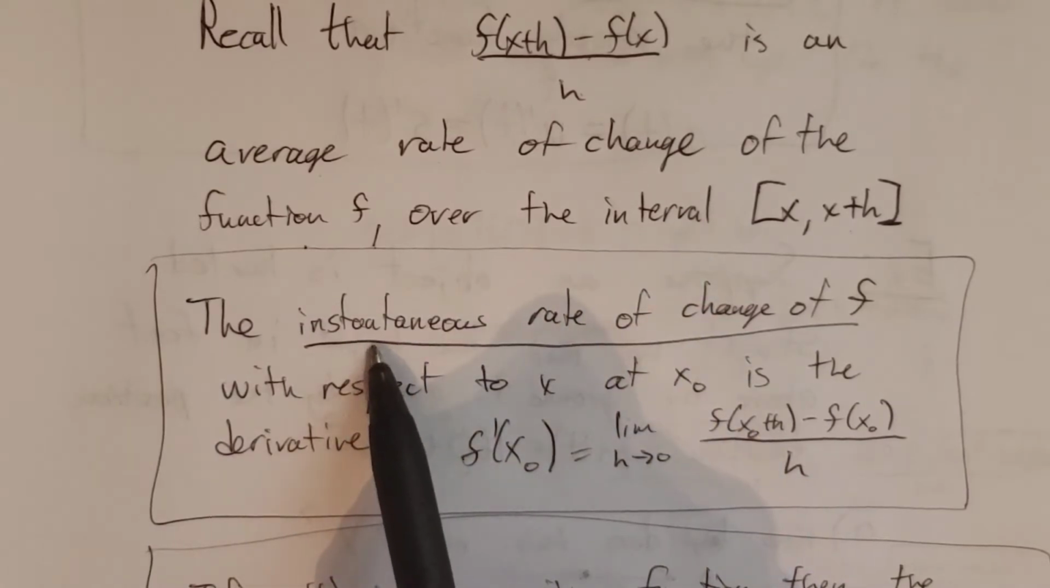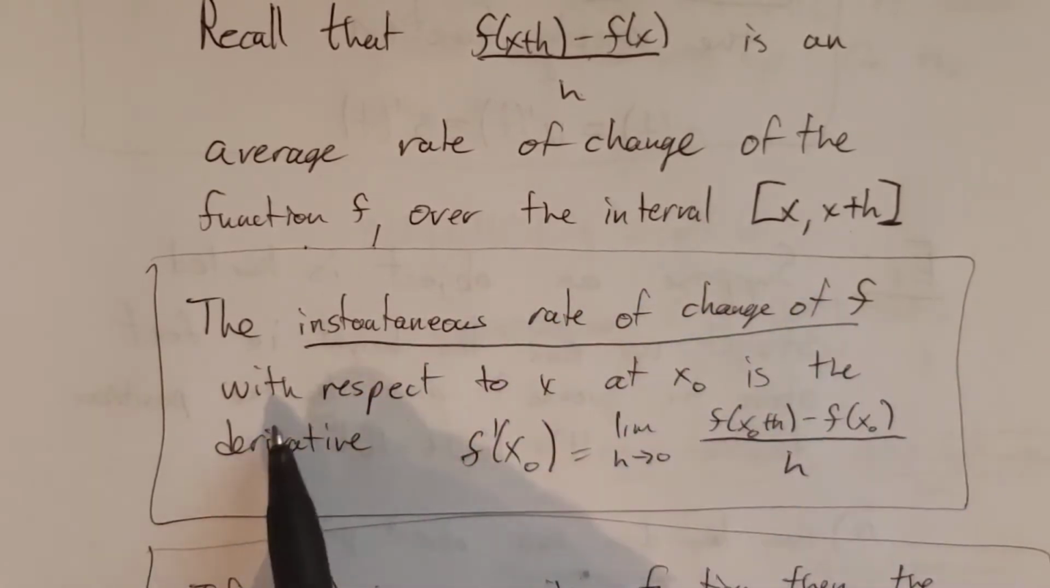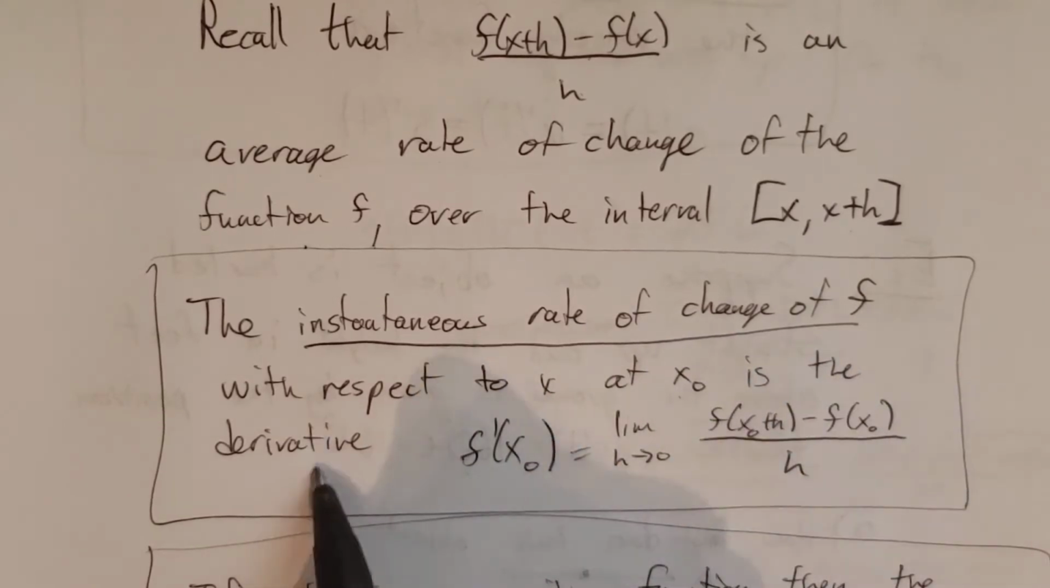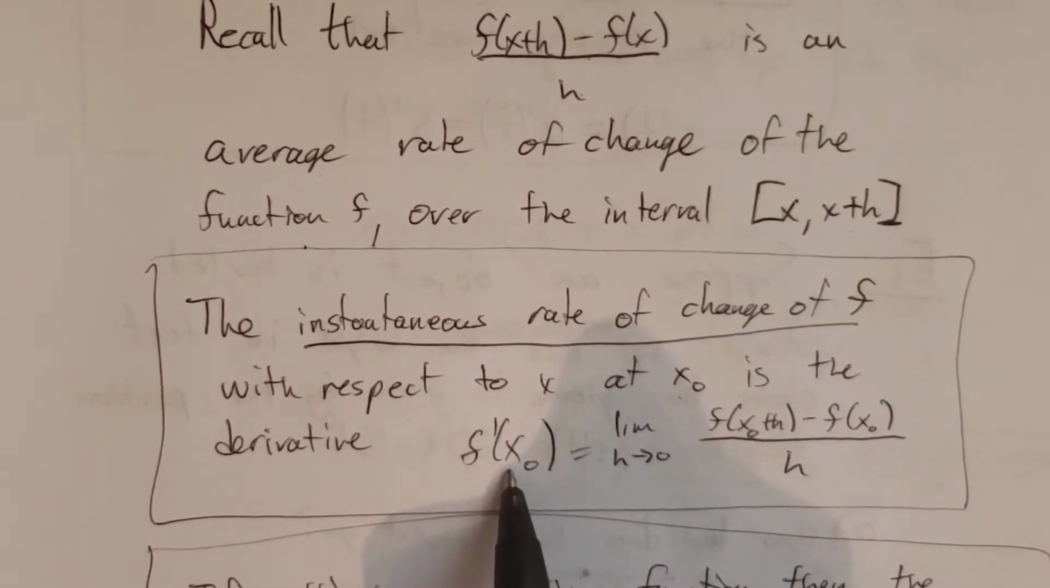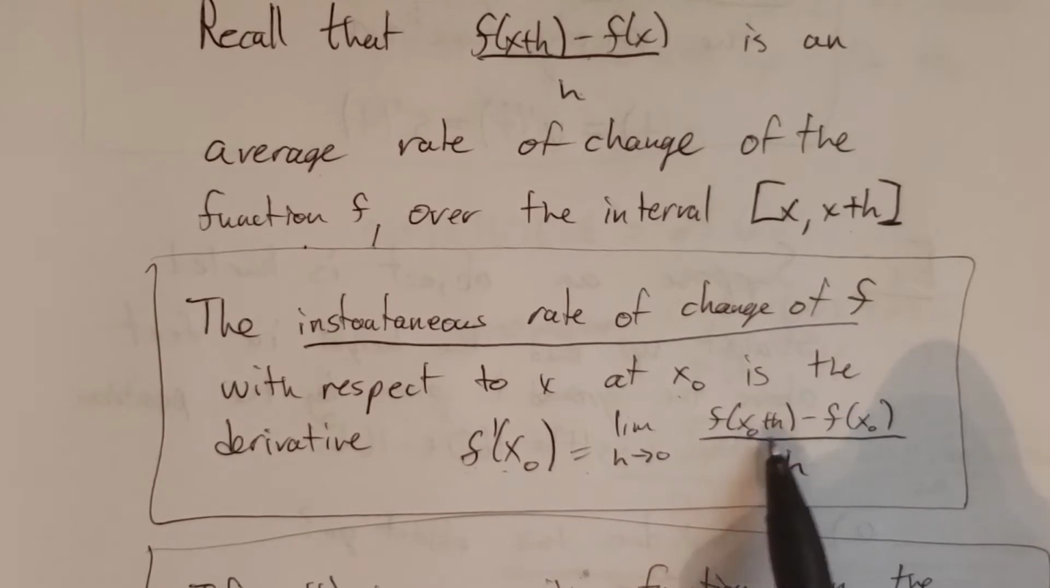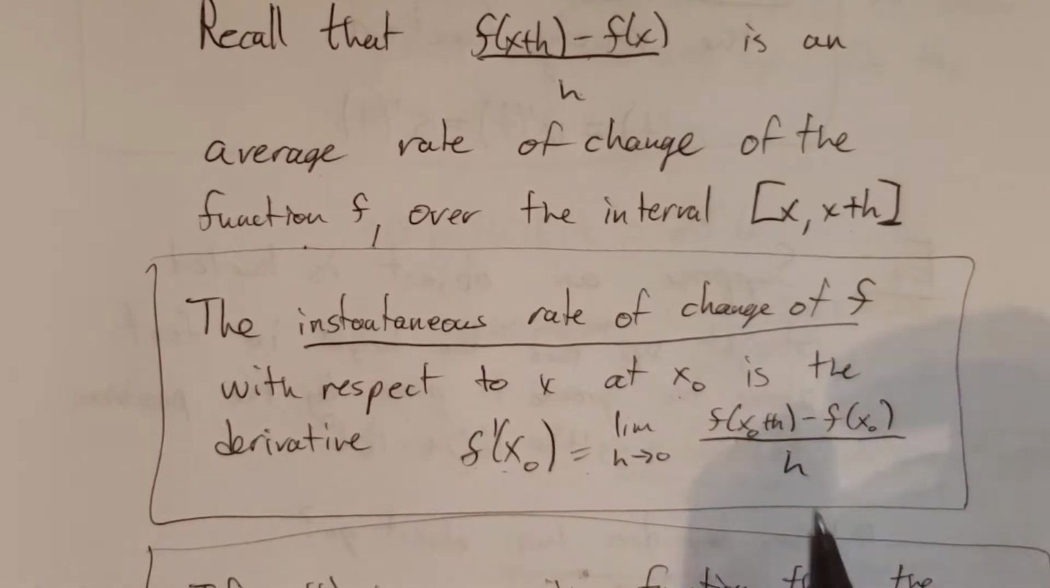But specifically here, the instantaneous rate of change of f with respect to x at some given point x naught is the derivative f prime of x naught, which is equal to the limit as h goes to 0 of f of x naught plus h minus f of x naught, all divided by h. So that should all look very familiar to stuff that we've discussed already.